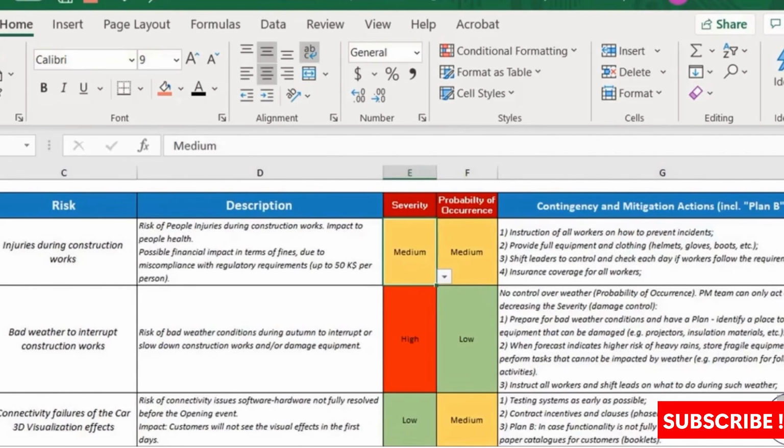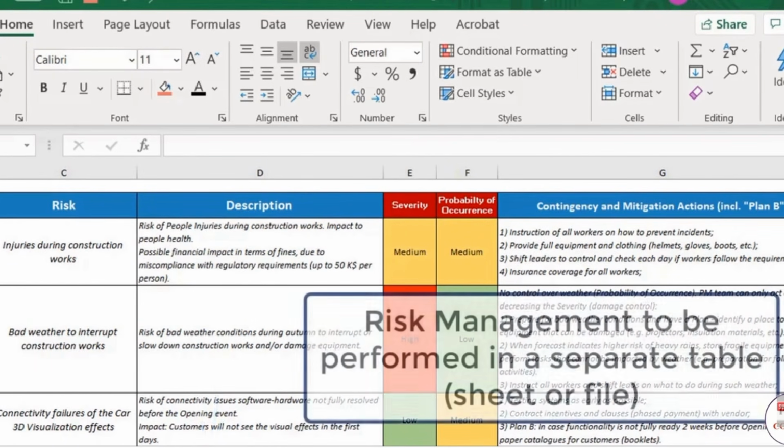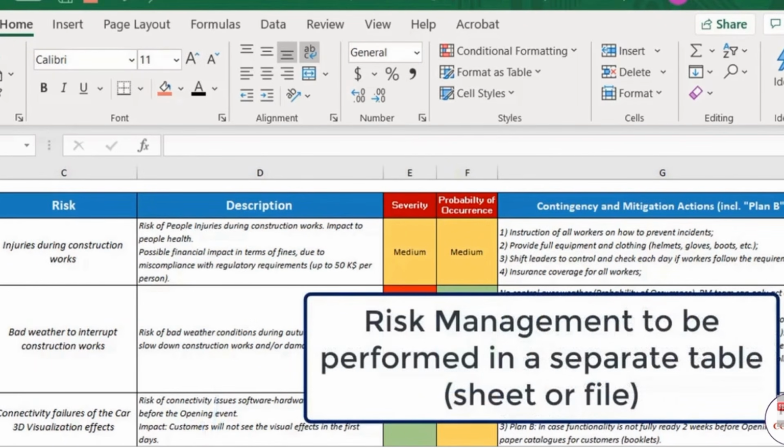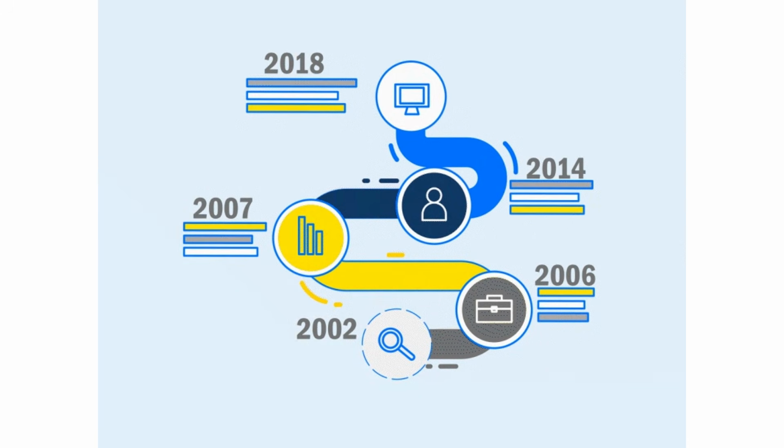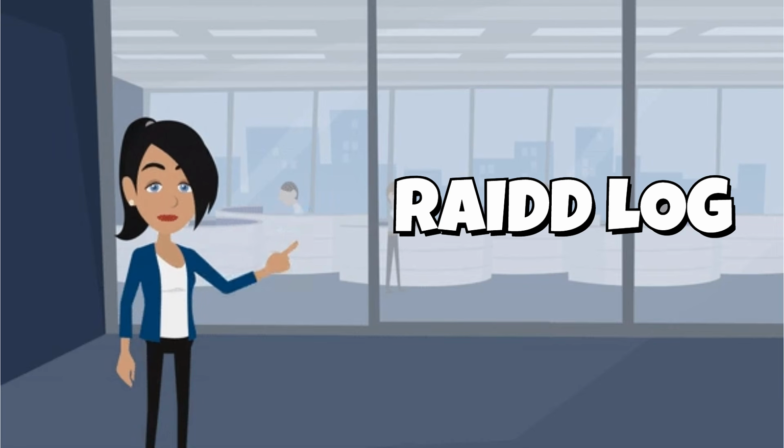Finally, risks. We strongly recommend to keep the risks in a separate Excel sheet or even a separate file. This is also in line with the established project management best practice. Risk management is a big topic and quite specific as we know, so it deserves special attention. A risk may remain open from the beginning of the project until its last day. These were my practical recommendations for structuring an effective RAIDD log.